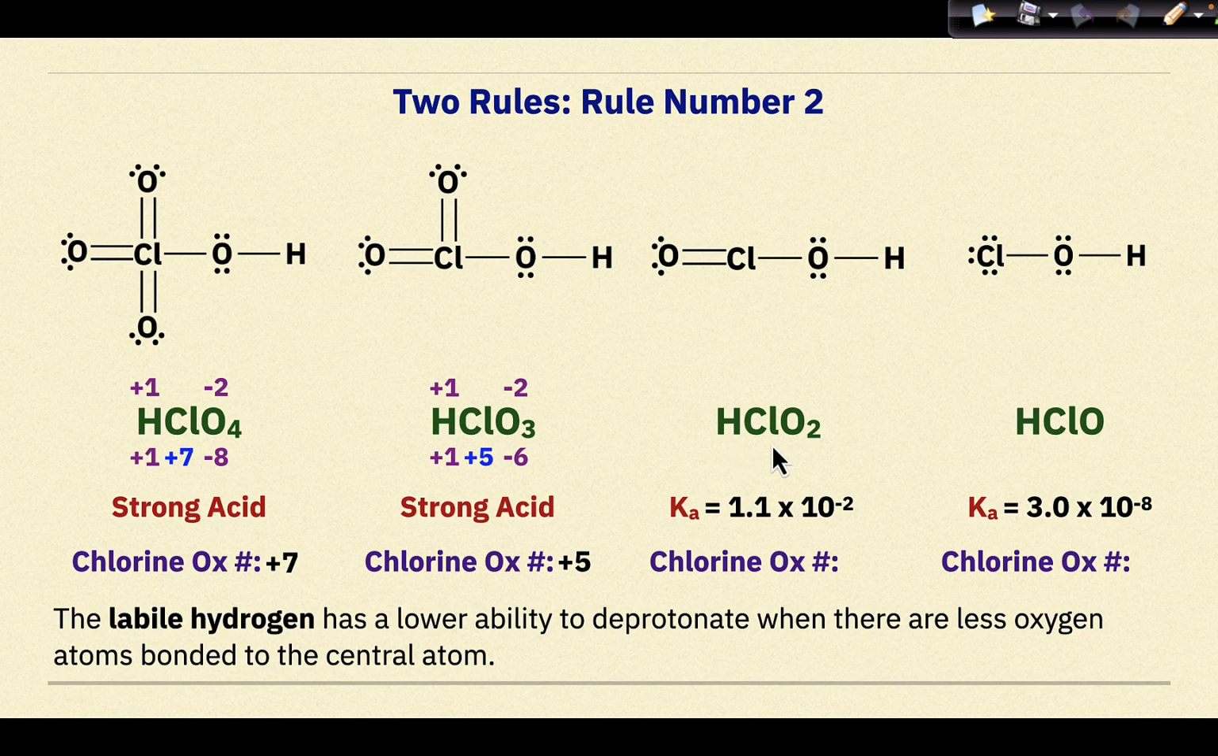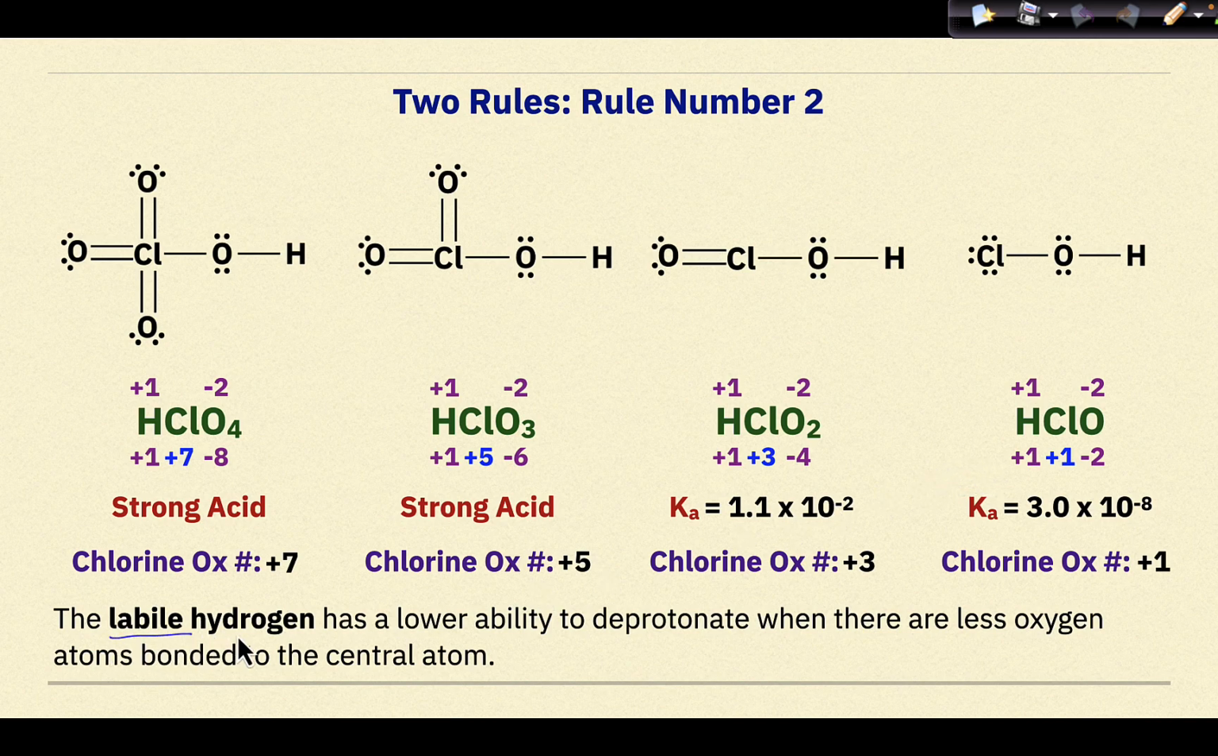For our next one, HClO2, hydrogen is +1, oxygen is -2. We multiply those by the subscripted numbers, so +1, -4, chlorine is going to be +3. And finally, H is +1, O is -2. We multiply them by the subscripted numbers in the formula, so +1, -2. Our oxidation number on the chlorine has to be +1. So we can see a decrease in the oxidation numbers on the central atom as the acid becomes weaker.